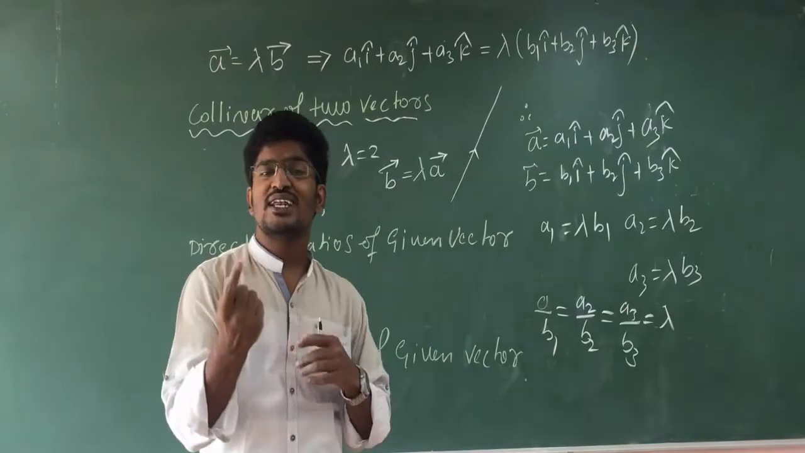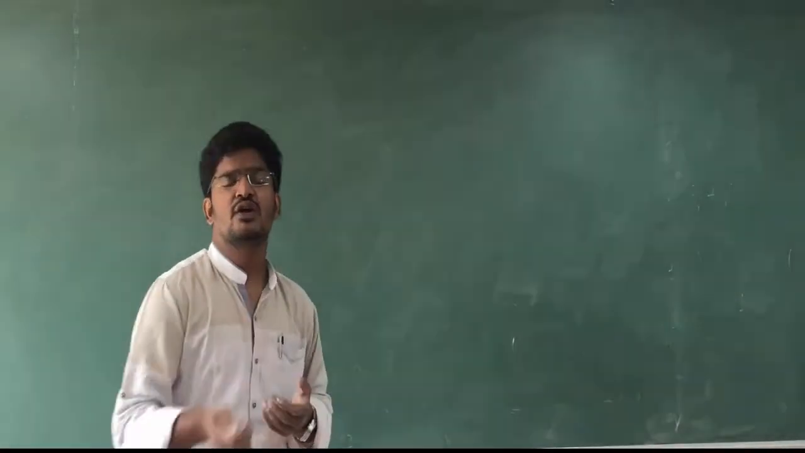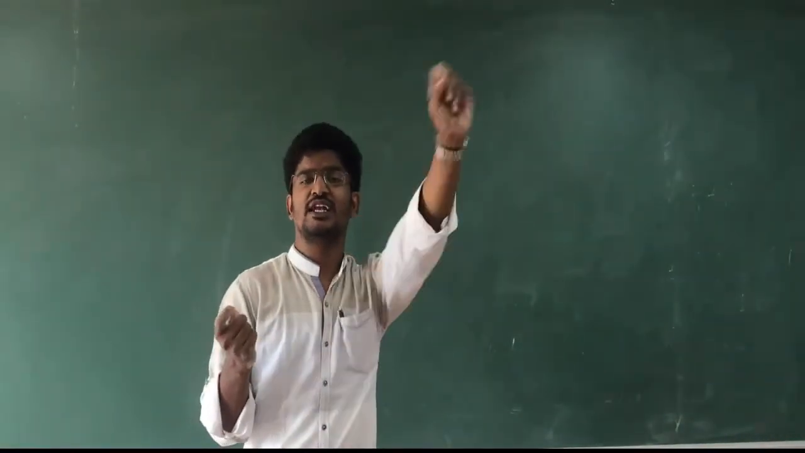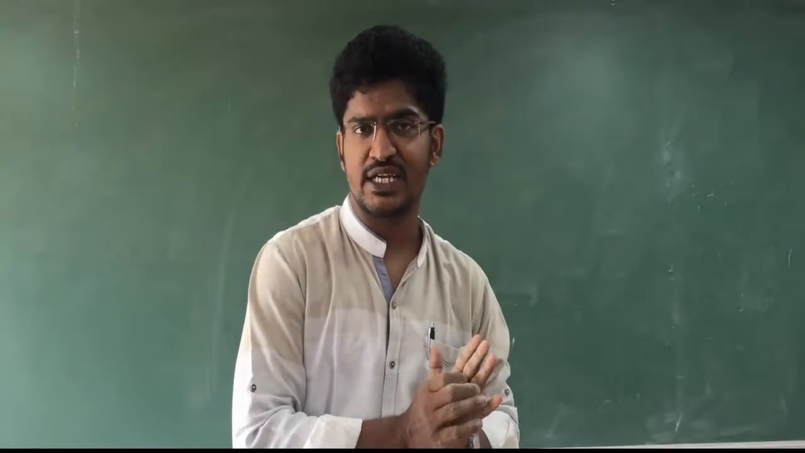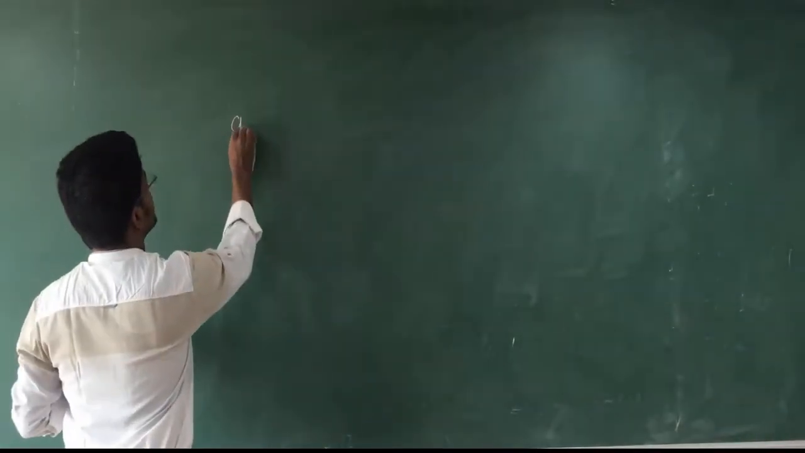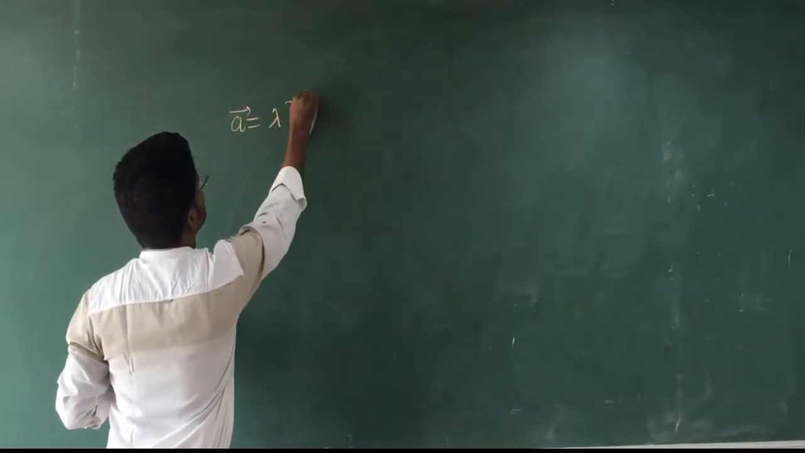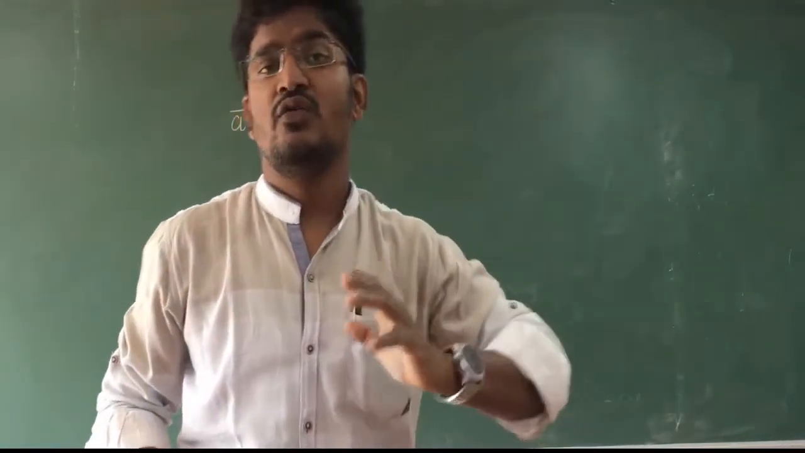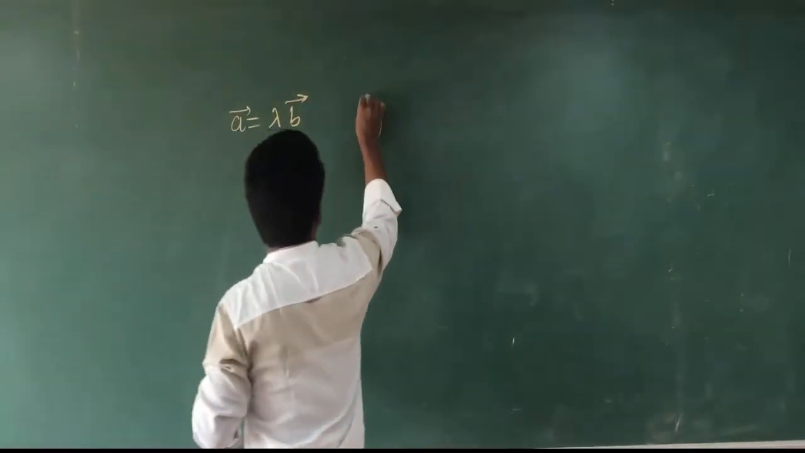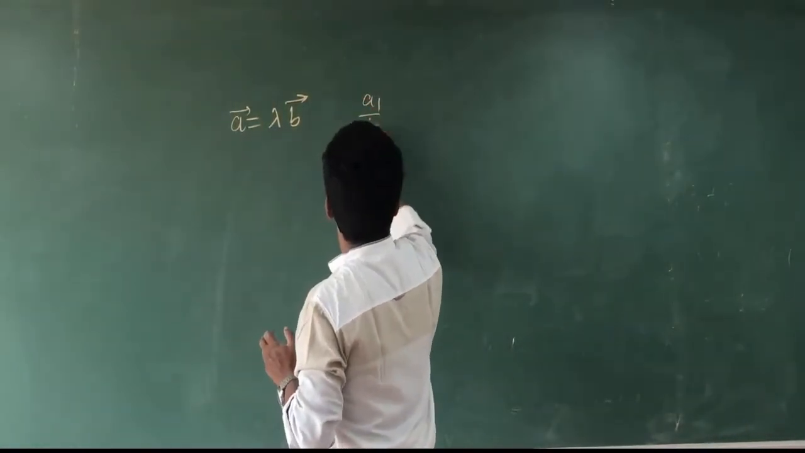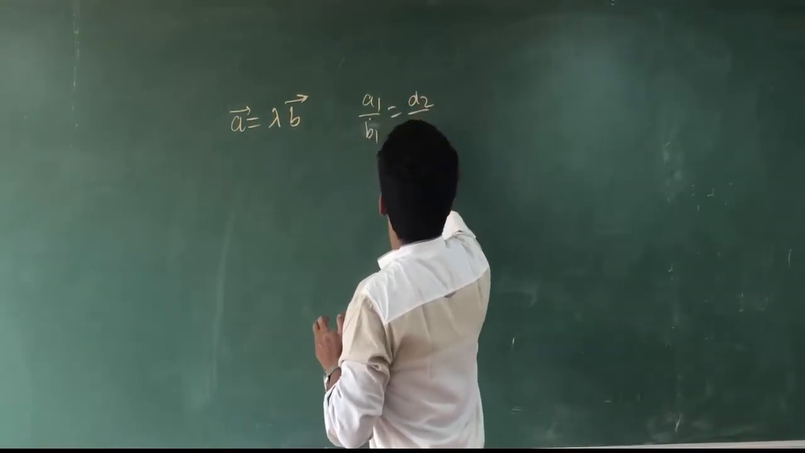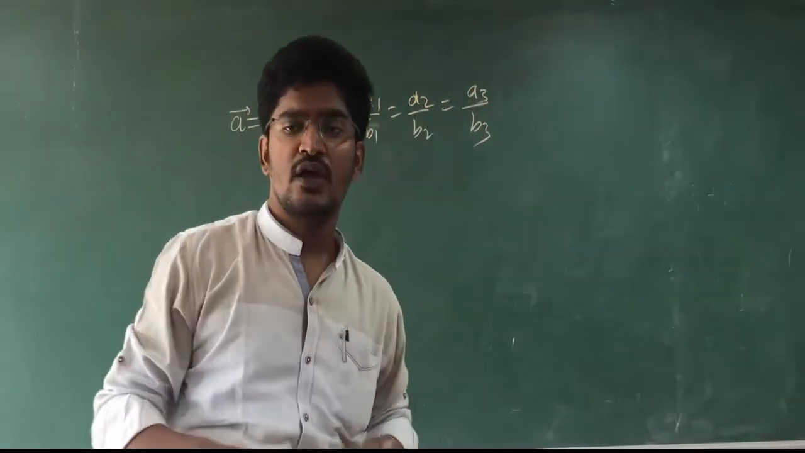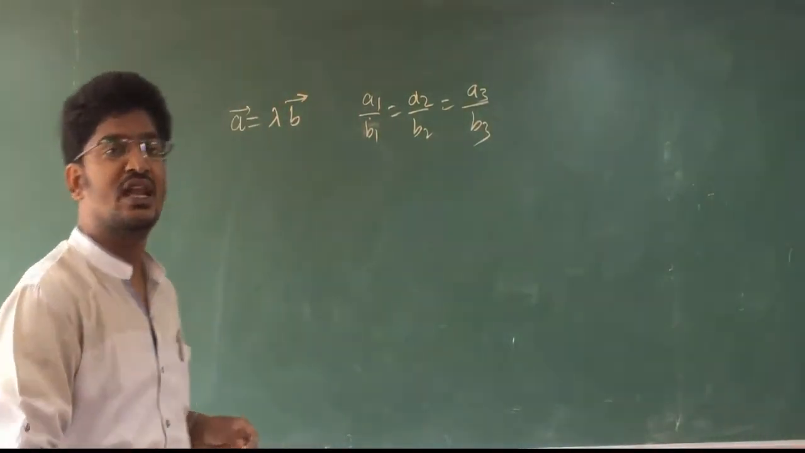Or one of the vectors can be written as... So from this we have understood that if two vectors are collinear, one of the vectors has to be written as a scalar multiple of another vector. Clear? So that is, if vector A is written as lambda times vector B, then vector A and vector B are called collinear vectors, and the ratio of their scalar terms has to be equal. Clear, students? Okay.